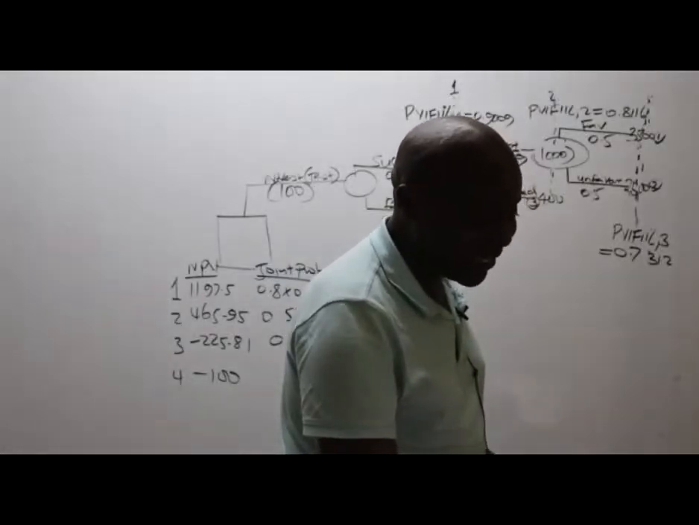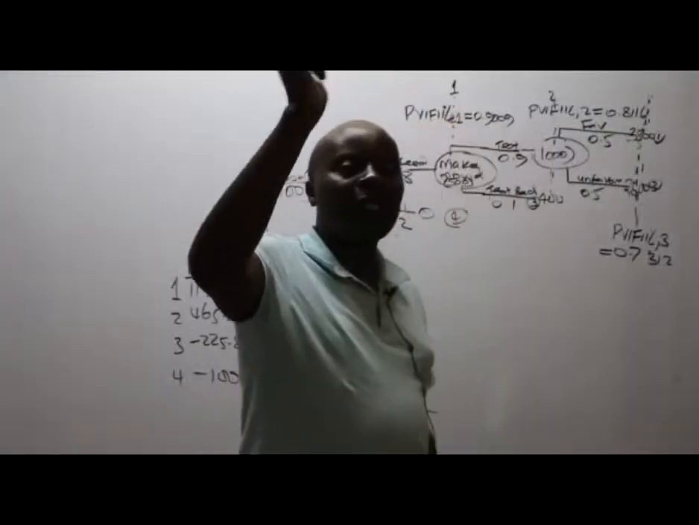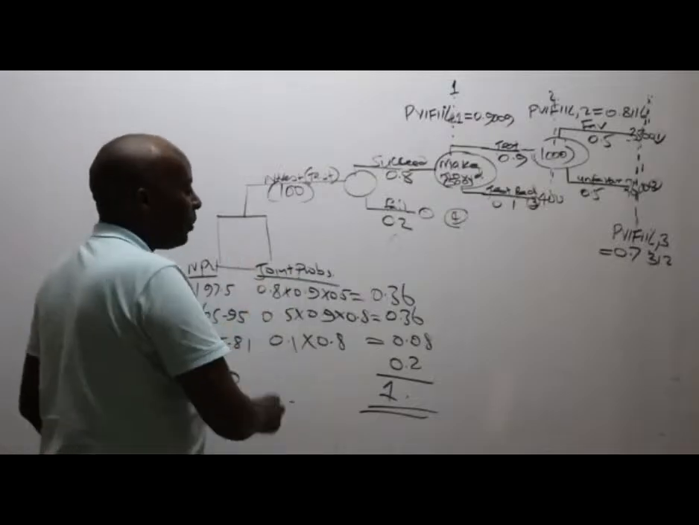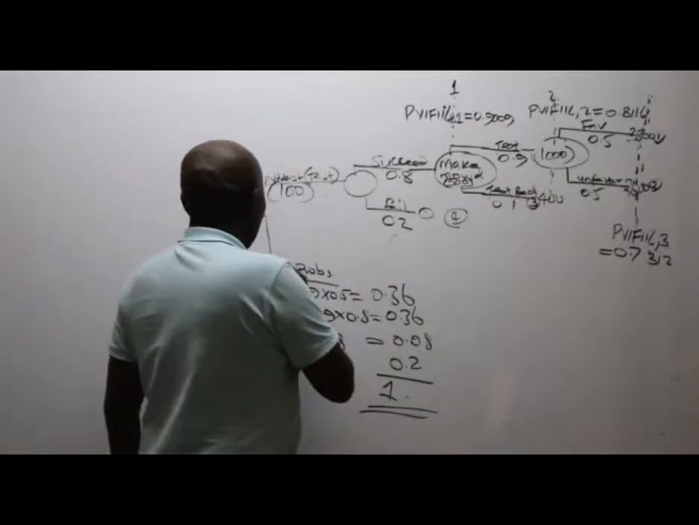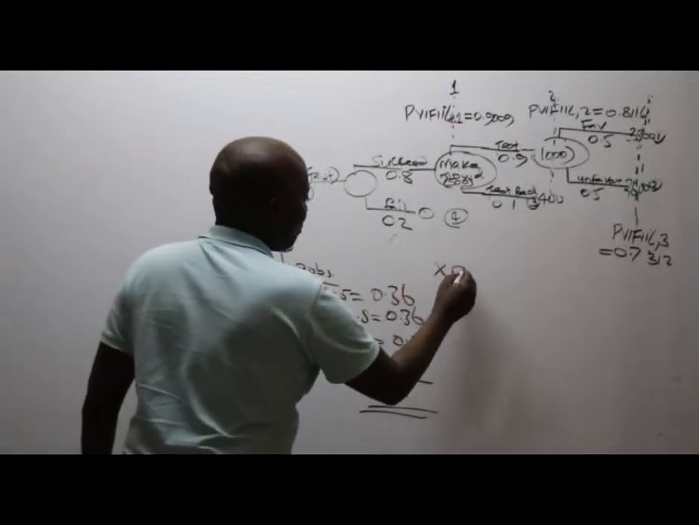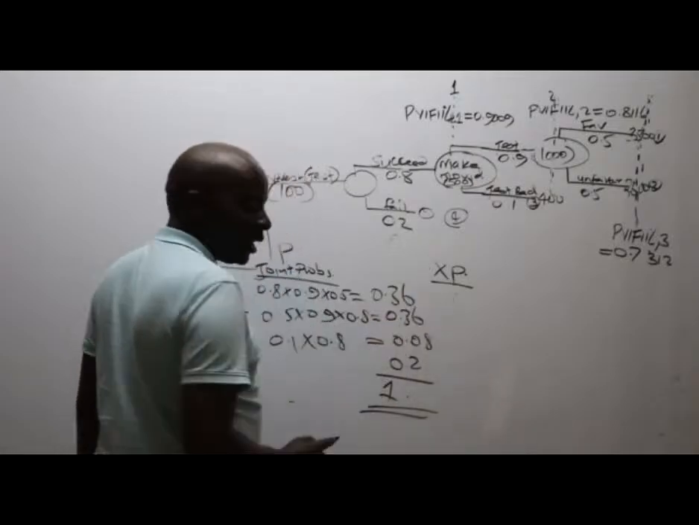or a shark attack. Ladies and gentlemen, they wanted us to construct a decision tree to depict payoffs that we have done and hence determine the expected net present value of the project. So expected net present value of the project is what that good lady started by telling us up there. So now you have the NPVs and you have the joint probabilities. This is your X and this is your probability. Give me XP, multiply the two. You take this figure times this figure.